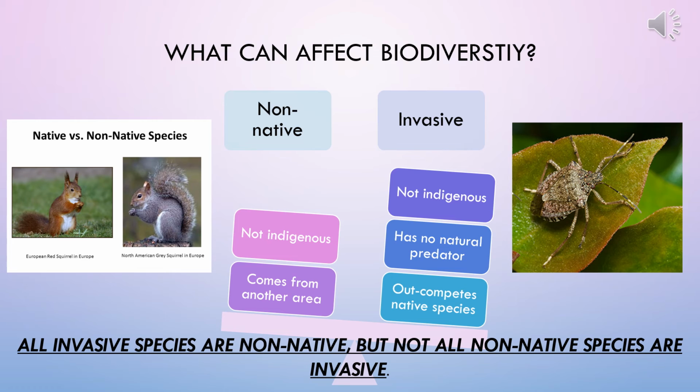An invasive species is a very specific type of non-native species. It is not indigenous. It has no natural predator in the ecosystem. And it outcompetes native species, most often because it reproduces much more quickly. An example of an invasive species is the stink bug. You can also find invasive species in pythons in Florida, kudzu along the southeast of the United States, and cane toads in Australia. The important thing to remember here is that all invasive species are non-native, but not all non-native species are invasive.